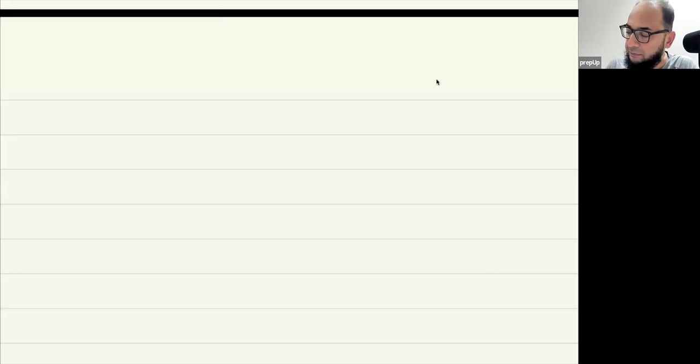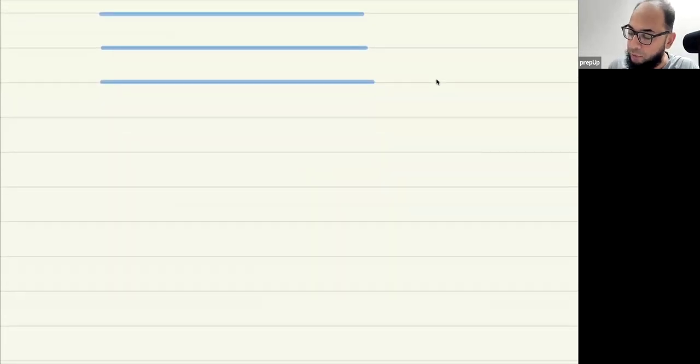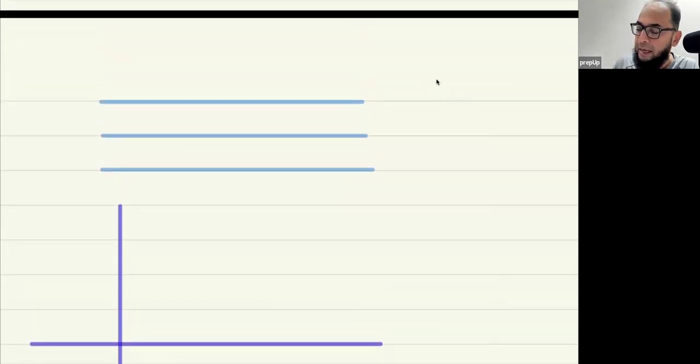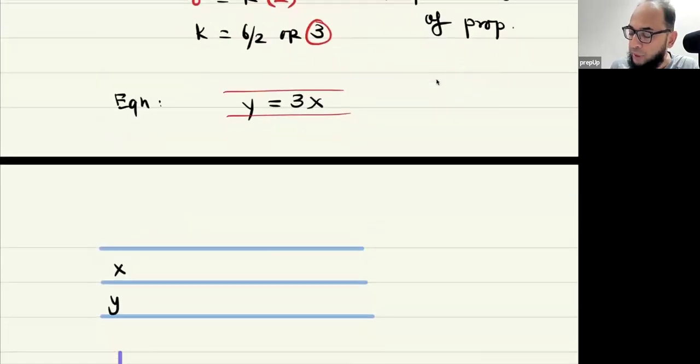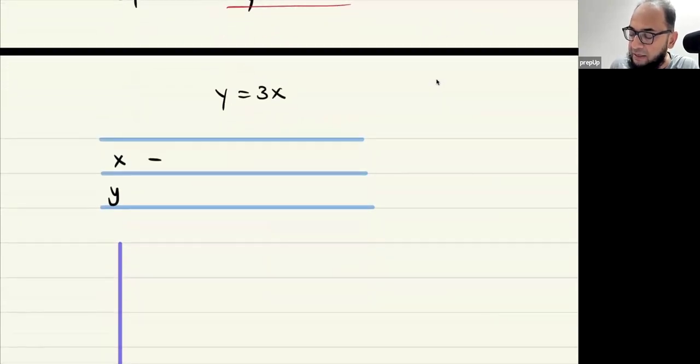Now, if I draw a line, or even before that, let me plug in some values in order to draw a line. So let me just draw the grid. And over here, I'm writing x and y. And now when I have this equation, y equals 3x, when x is negative 1, y is negative 3. When x is 0, y is 0. When x is 1, y is 3. When x is 2, y is 6. These are some of the values that I have.